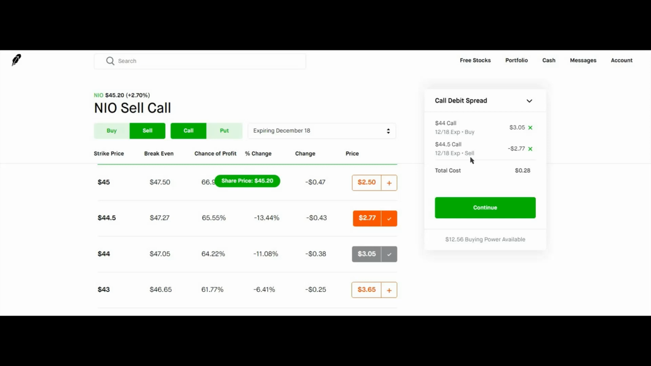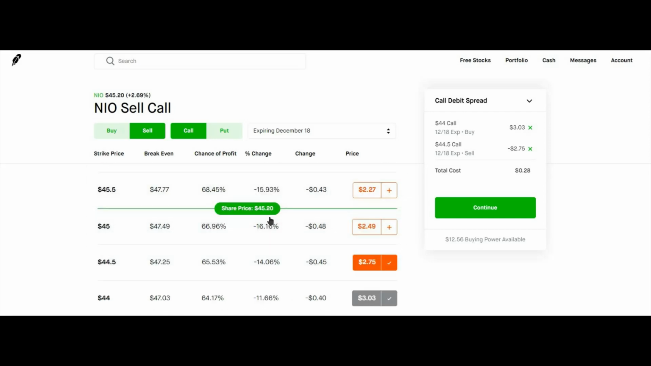The difference between these two strikes is going to be a max contract worth of $50. Everything is multiplied times 100 with options. So 50-cent difference times 100 is a $50 max equity. And we are paying $28 to buy that contract right now. So next week on December 18th, if Neo is at where it is right now, $45, or even anywhere above $44.50, this contract isn't going to be worth $28 anymore. It's going to be worth around $50. So that's a really good deal on a debit spread.